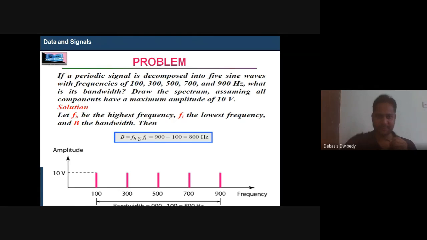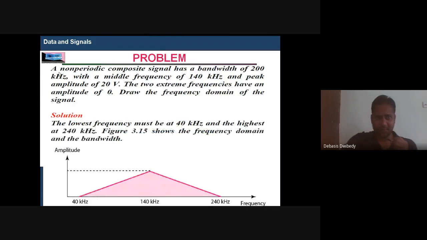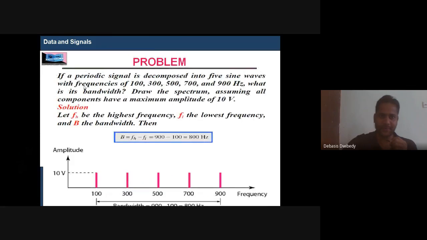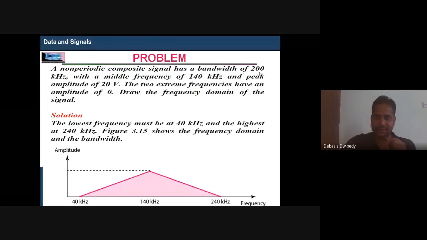Let's come to another example. If a non-periodic composite signal has a bandwidth of 200, in the previous example, we discussed the periodic signal. Okay, in this example, so this is the frequency distribution graph or frequency allocation graph of a periodic signal. Now, in this example, we'll see if a non-periodic composite signal has a bandwidth of 200 kilohertz with a middle frequency of 140 kilohertz and peak amplitude of 20 volt, the two extreme frequencies have an amplitude of zero. Draw the frequency domain of the signal. और कभी कभी इसको बोलते हैं कि draw the spectrum, frequency spectrum of the signal.